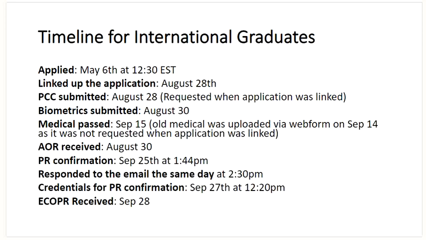So PCC was submitted August 28th, and he linked up his application on the very same day. Now, when he linked up his application, he saw the request was made for a police clearance certificate, and that's how he submitted that. Biometrics were submitted on August 30th, and medicals were again passed on September 15th. In this case, he uploaded the old medicals via web form on September 14th, as it was not requested when the application was linked.